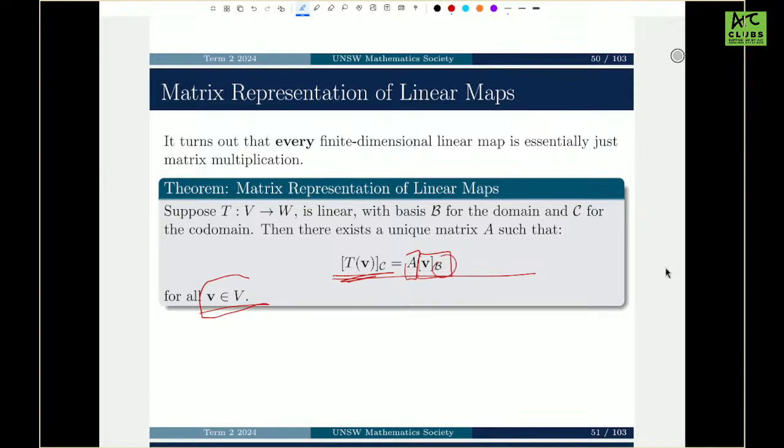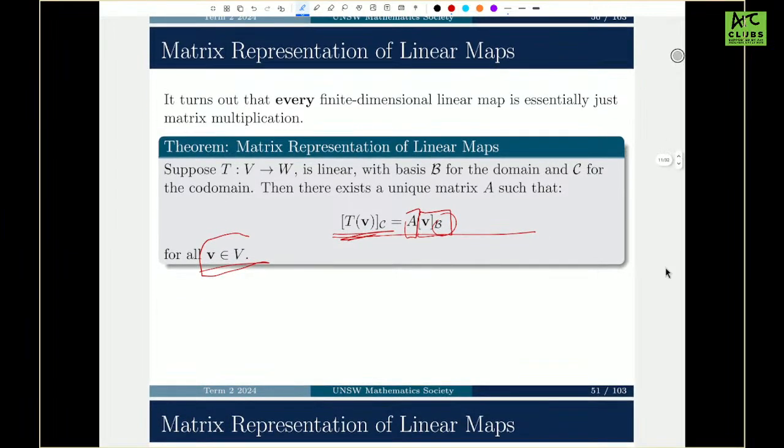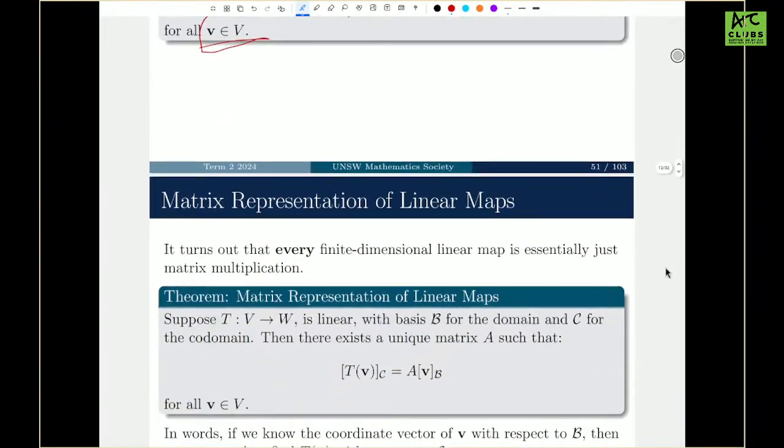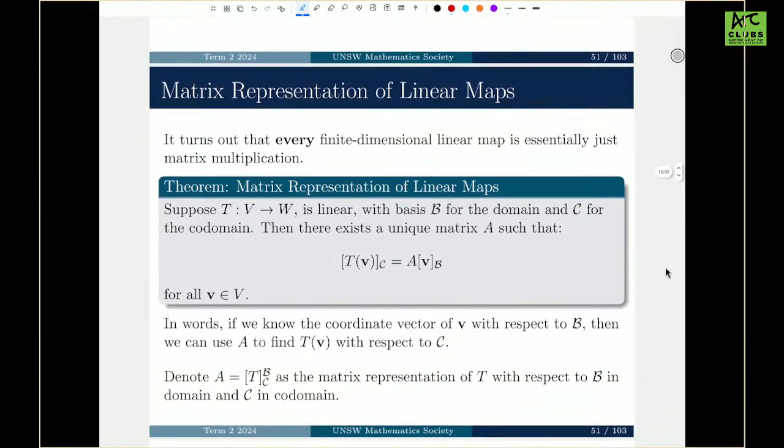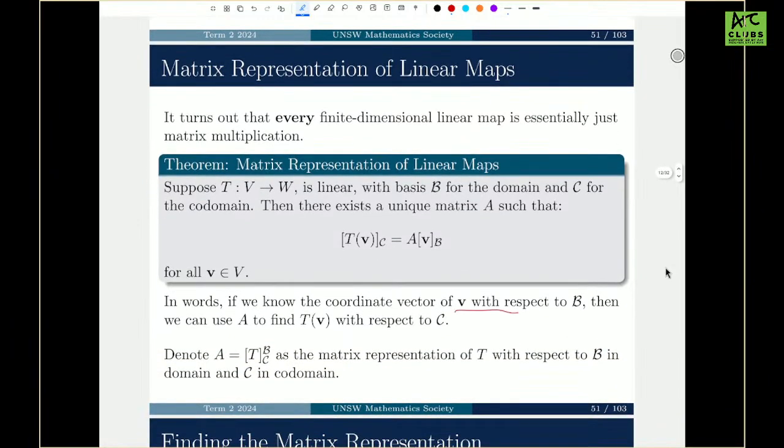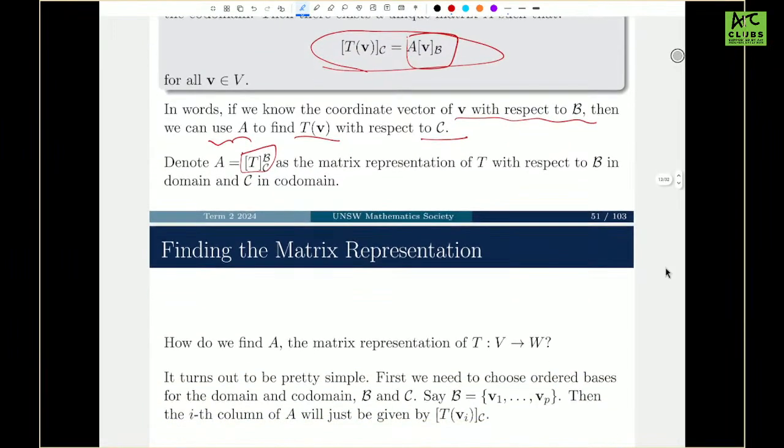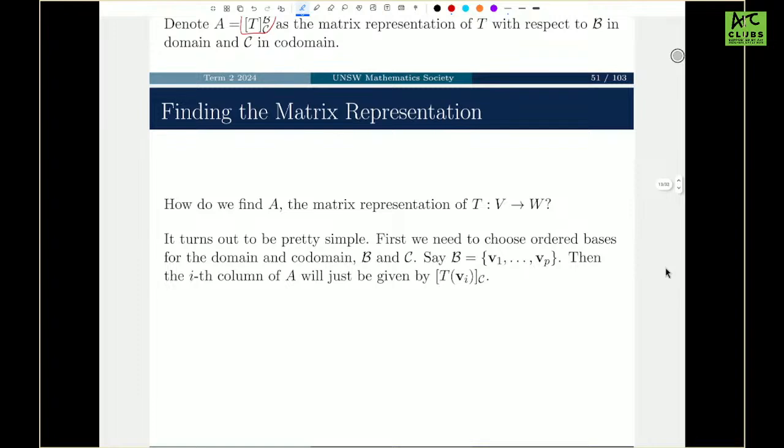So a map is just like matrix multiplication with two fixed bases. If we know the coordinate vector of V with respect to B, we can just use A by doing this to find TV with respect to C. That's just what this thing means. We usually denote A as this, because it relies on the bases B and C. Okay, how do we find A?